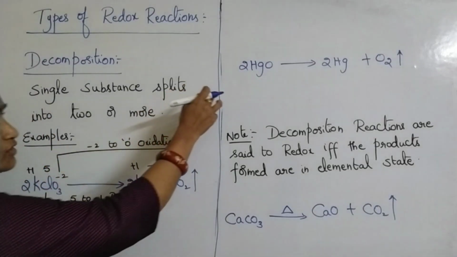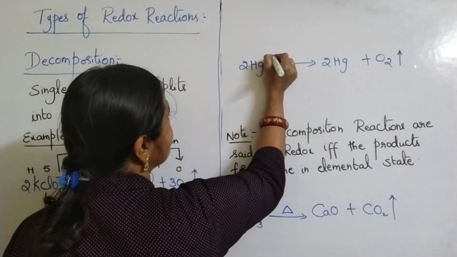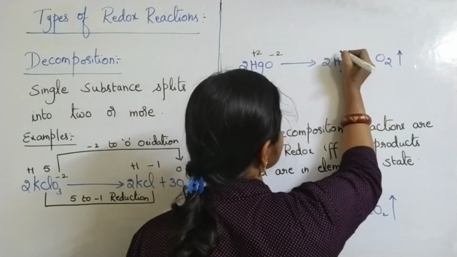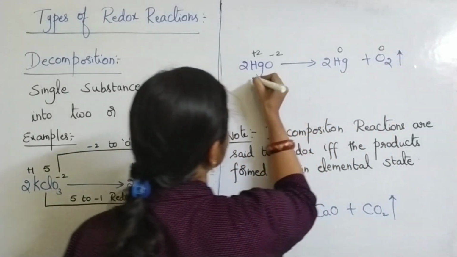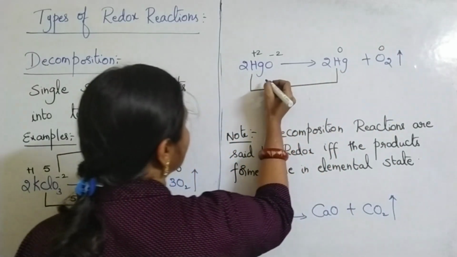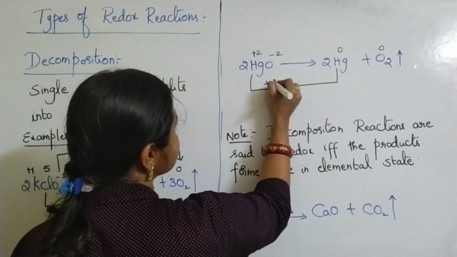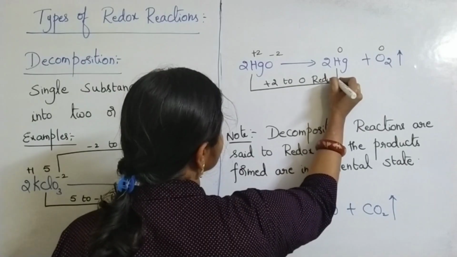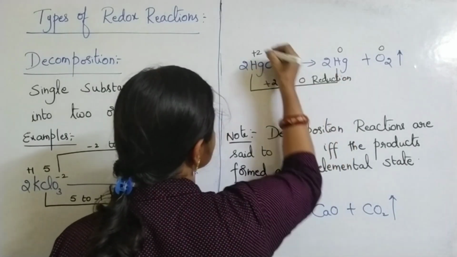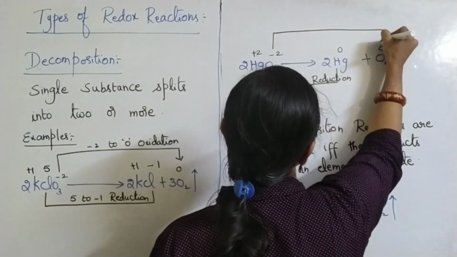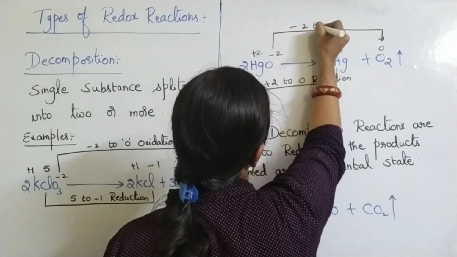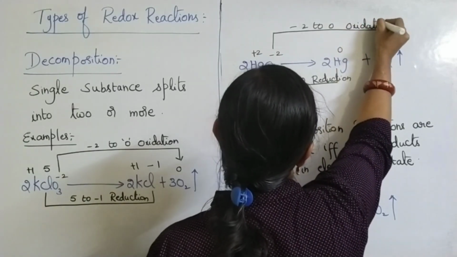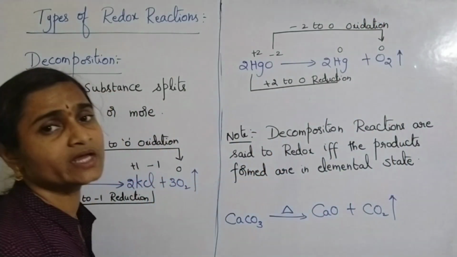Now let us see one more example. HgO. Oxygen is minus 2, so mercury will be plus 2, and both products here are in elemental state, so 0 and 0. Now coming to the change in oxidation number, mercury's oxidation number changed from plus 2 to 0, so reduction. Oxygen's oxidation number changed from minus 2 to 0. Minus 2 to 0 means an increase in oxidation number, so you call it oxidation. As both of them occur simultaneously, that's why you can call it redox.